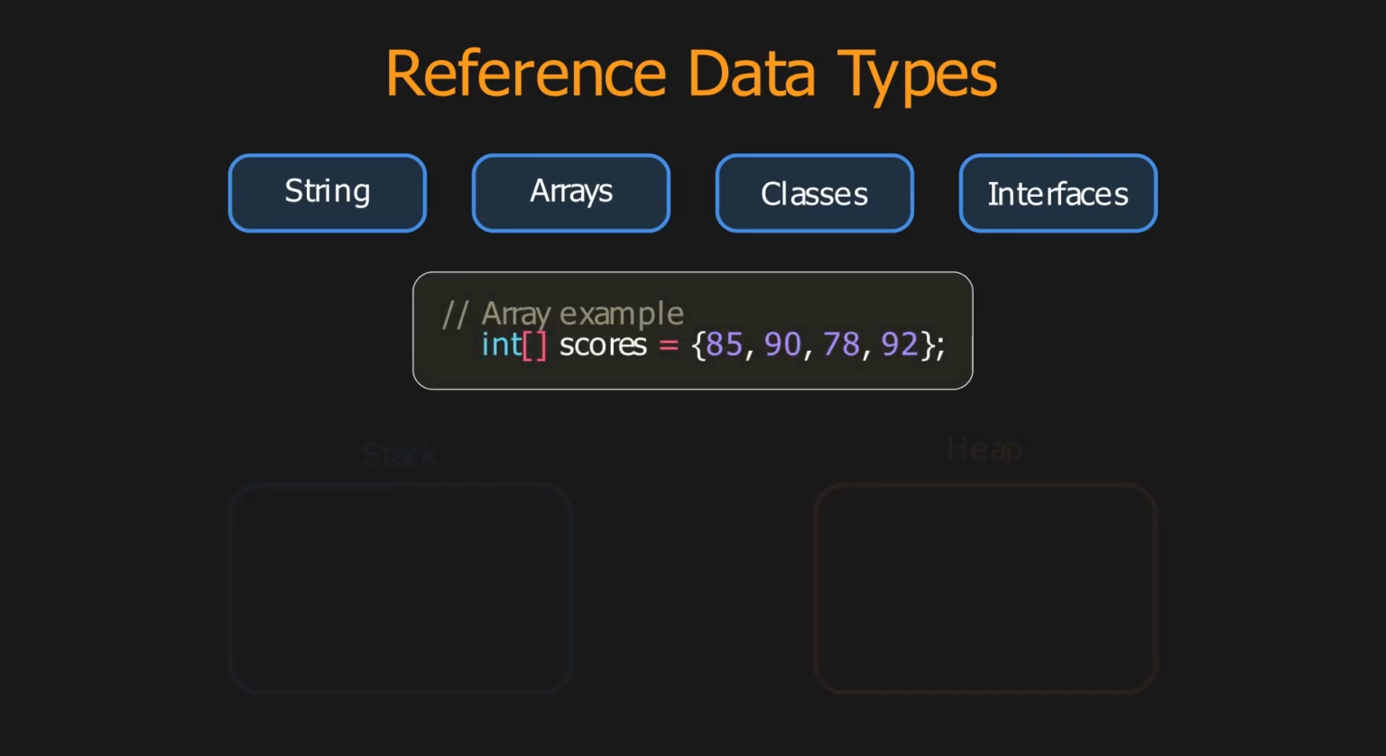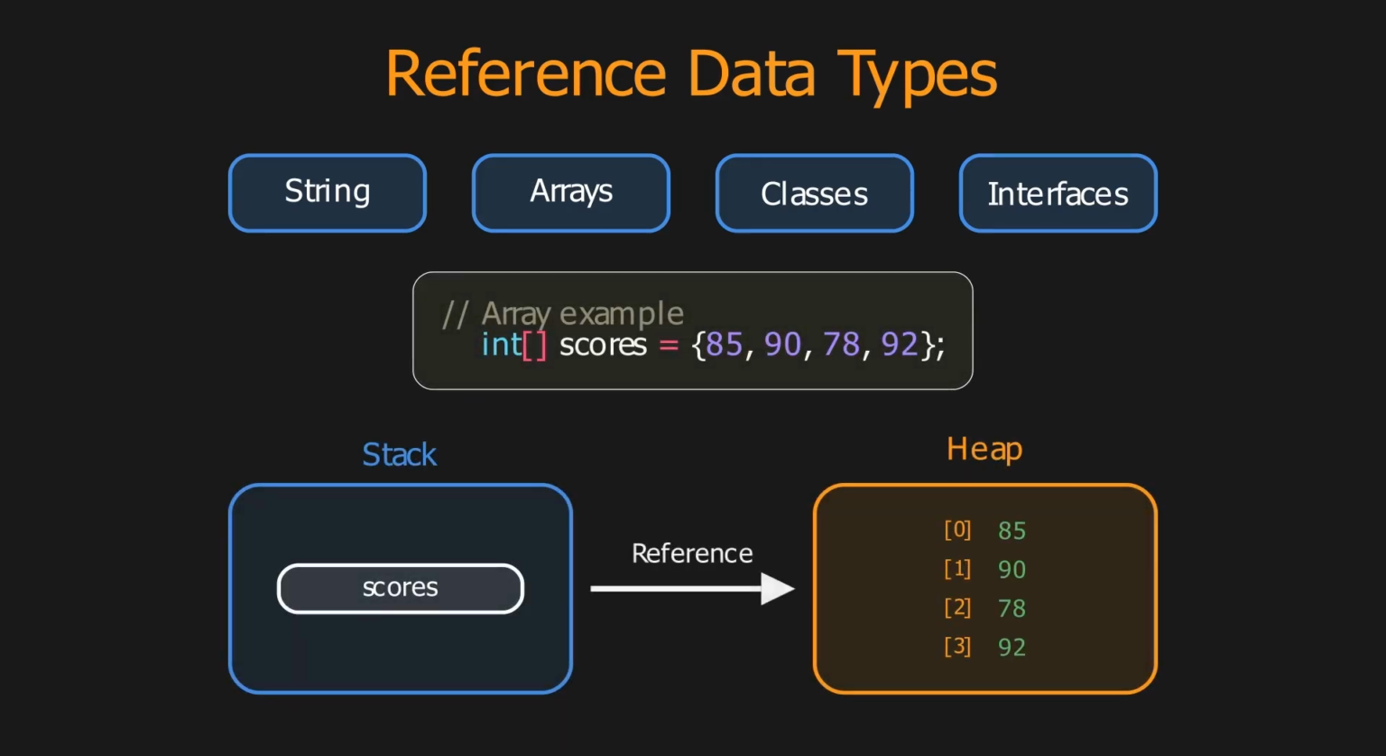Arrays work similarly. With int[] scores = {85, 90, 78, 92}, the variable scores in the stack only contains a reference to the array elements stored in the heap. Each element can be accessed using its index, starting from 0. Arrays are perfect for storing collections of values of the same type, whether primitive or reference types. In an upcoming video, we'll cover arrays extensively, including multidimensional arrays, array manipulation, and common algorithms for searching and sorting.